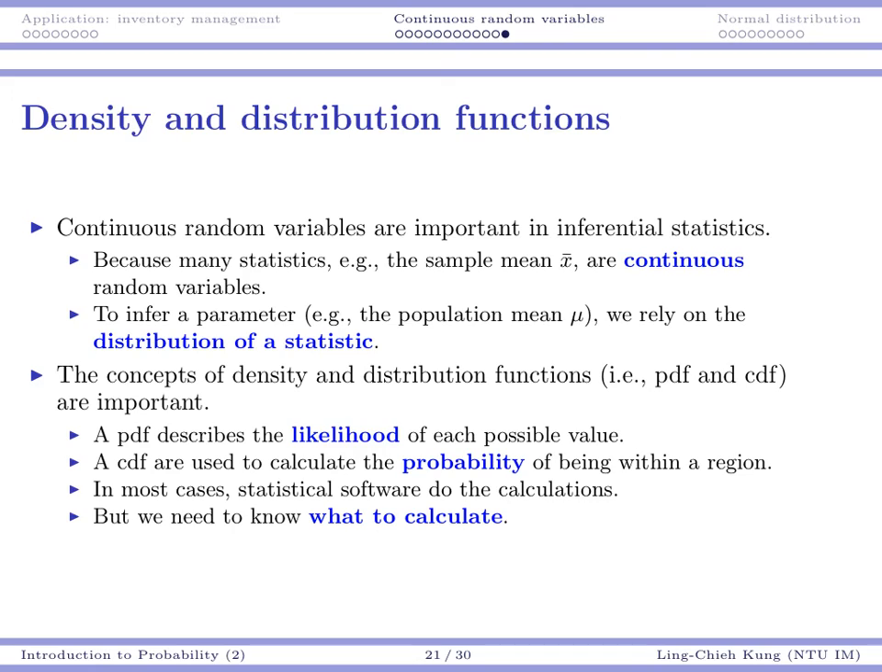The software gives you functions so that as long as you know which region you want, you get the area under the curve directly by invoking the function. So you don't need to worry about calculation. You don't need to do integration. You don't need to calculate the area of rectangles. All you need to know is what to calculate, within which region you want X to occur.